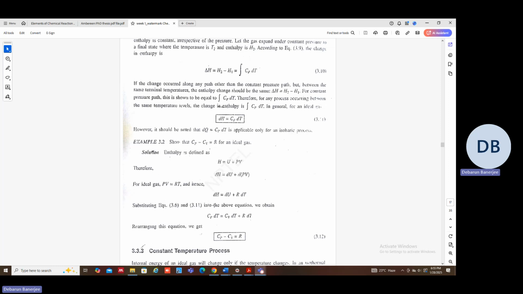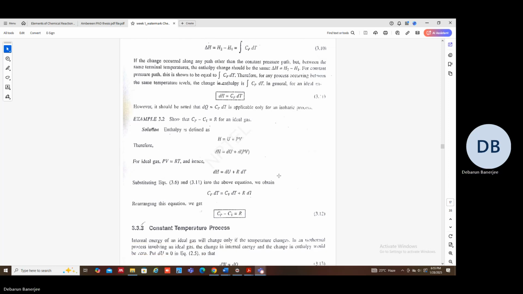If we rearrange this, H equals U plus PV, dH equals dU plus d(PV). PV equals RT for an ideal gas. So dU plus R dT, since R is a constant. Now we can substitute. dH equals Cp dT, dU equals Cv dT, so Cp dT equals Cv dT plus R dT. dT gets cancelled out. So Cp minus Cv equals R for an ideal gas.